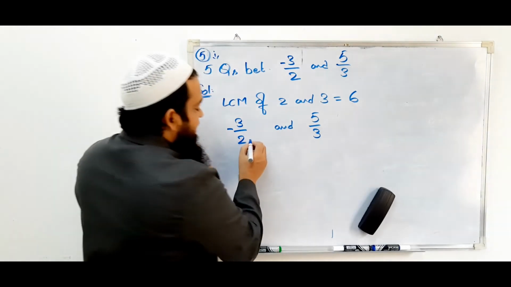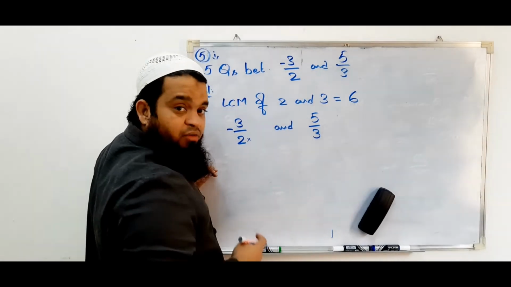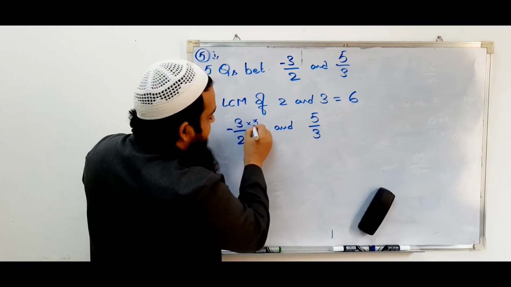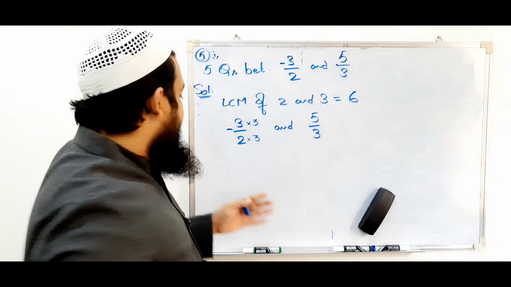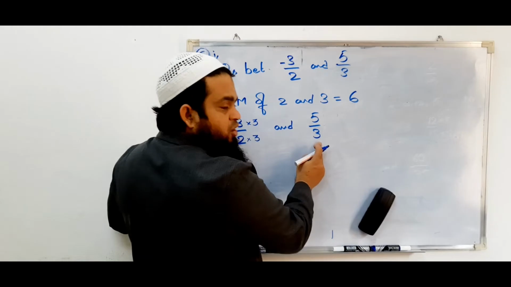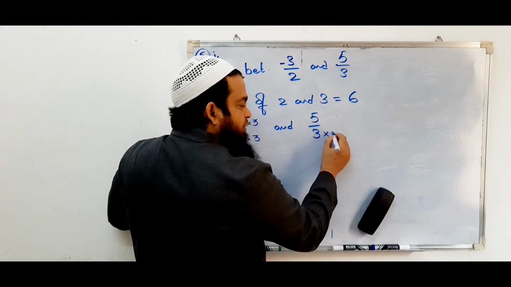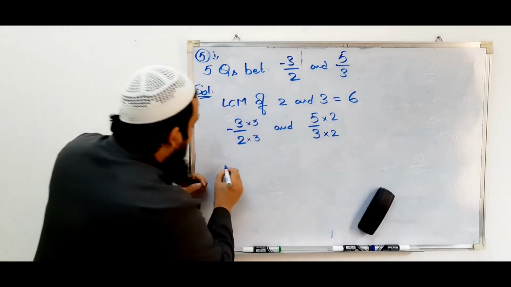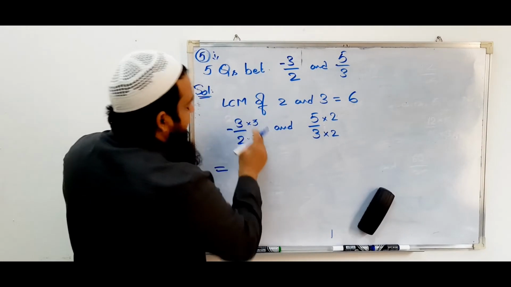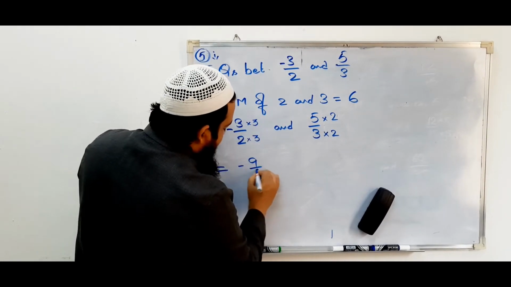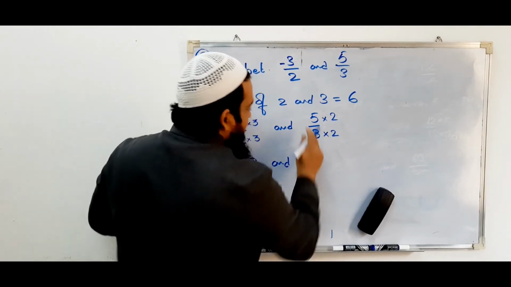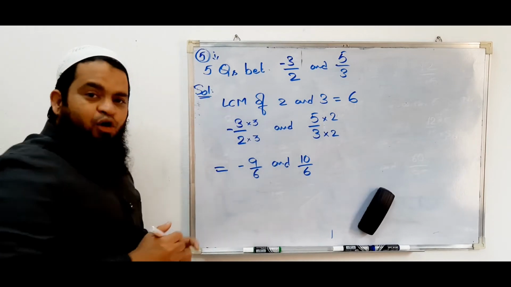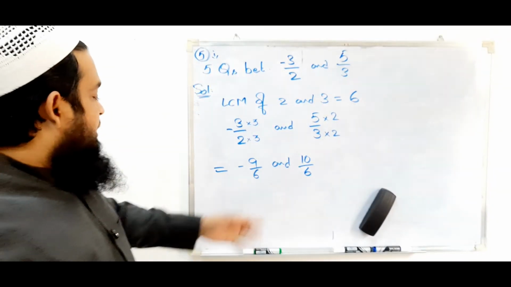So what you have to multiply? You have to multiply denominator with 2, 3 2s are 6. So you have to multiply with the same number in numerator also. Now here, in order to get 6, what you are supposed to do? You have to multiply with 2. So therefore, we multiply. Now, what did you get? Minus 3 times 3, minus 9 by 6 and 5 2s, 10, 10 by 6.